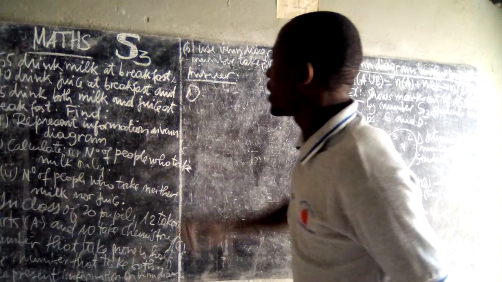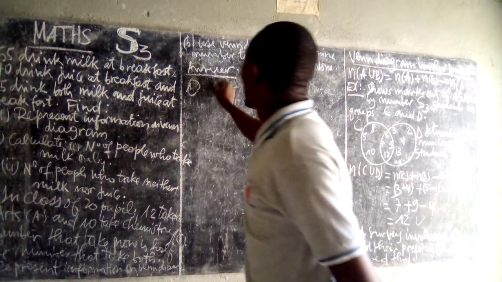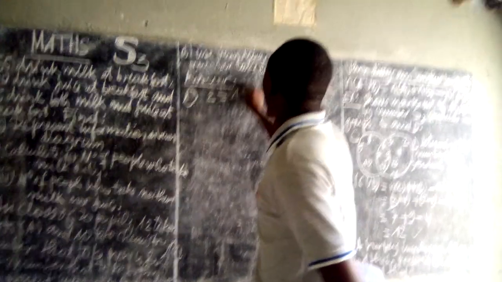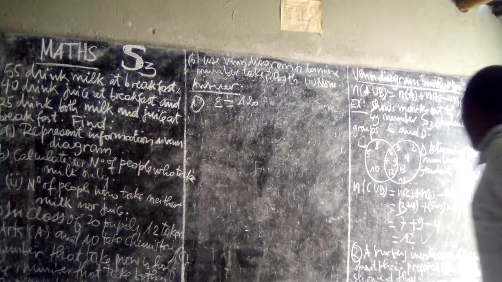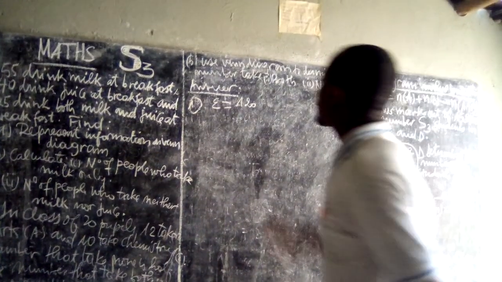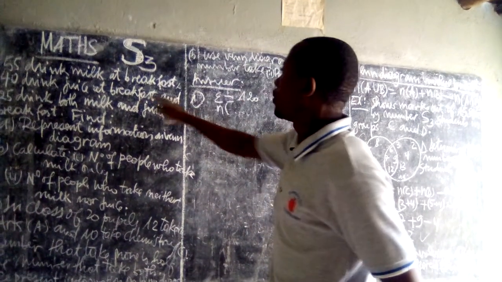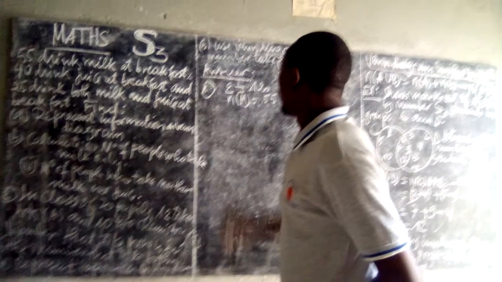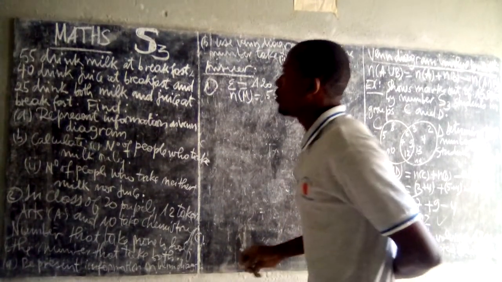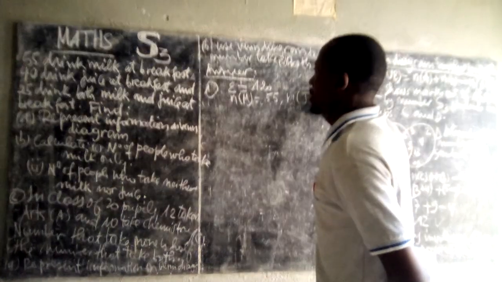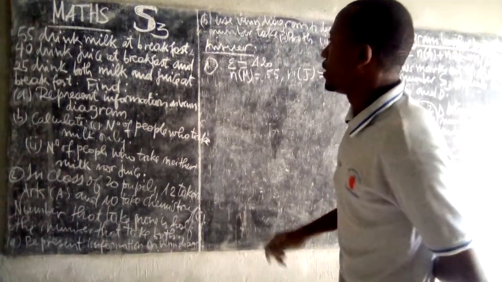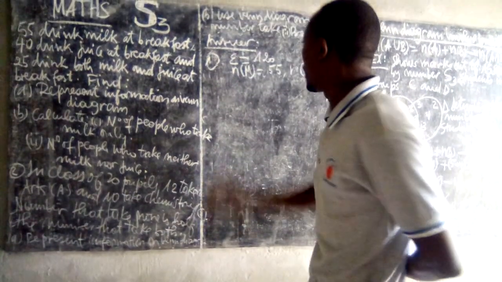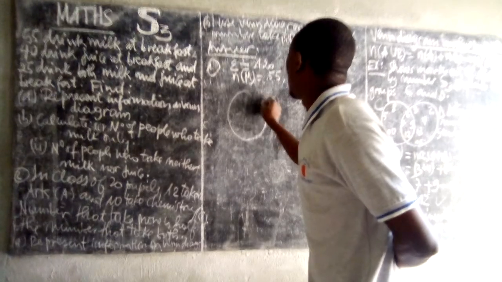Number 1. Let us represent the information. First, the set number is 120 people. Then the number of milk is 55 and the number of juice is 40. Then remember that 25 take both. Let us represent on the Venn diagram.